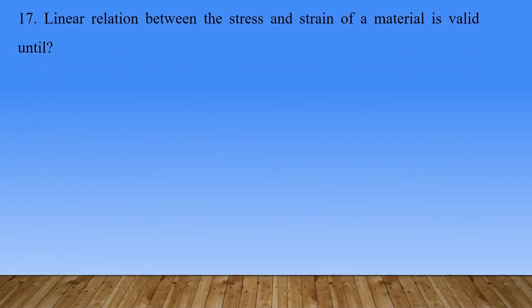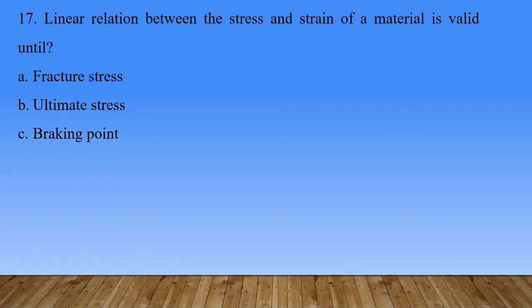Question number 17. Linear relation between stress and strain of material is valid until: Option A, fracture stress. Option B, ultimate stress. Option C, breaking point. Option D, proportional limit. The correct answer is option D, that is proportional limit.